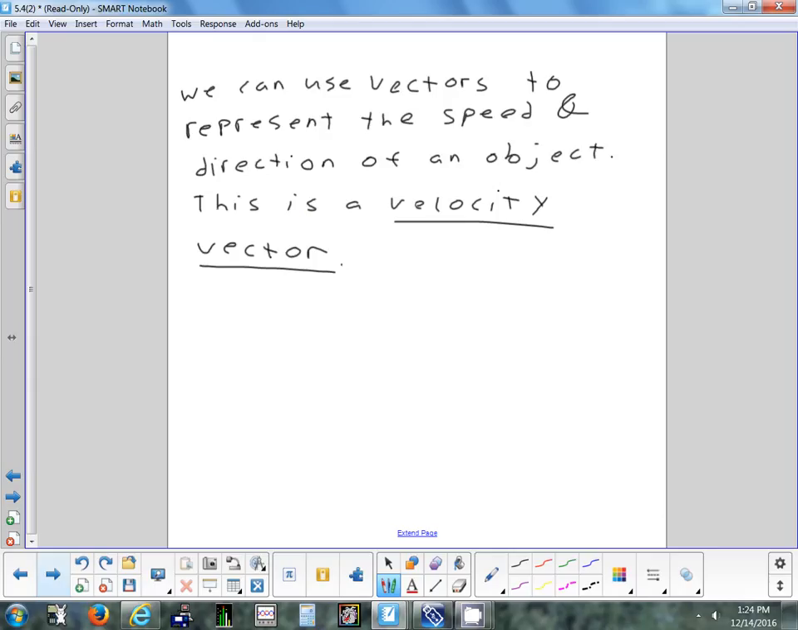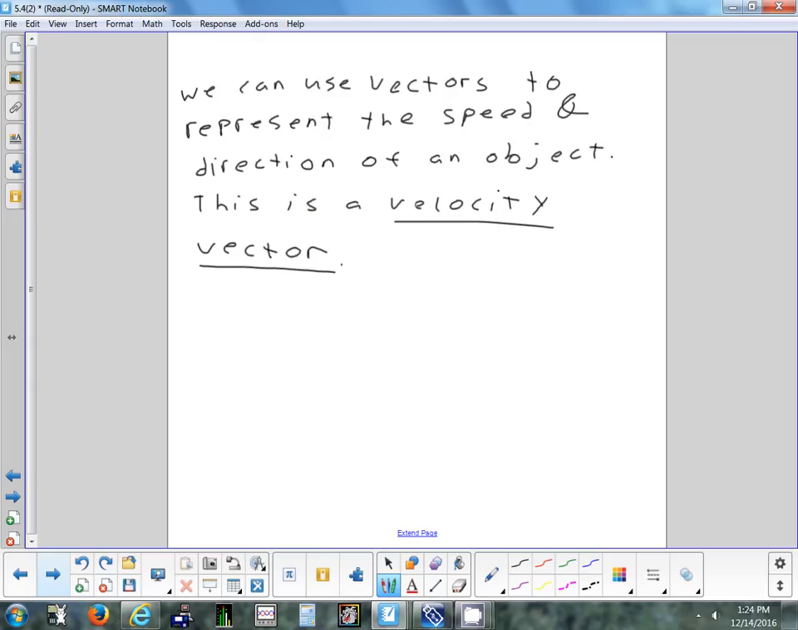All right, so now we're gonna take a look at the first application. What we're gonna do is a velocity vector. Okay, velocity vector is pretty straightforward. Basically, if an object is moving and you want to describe it, you need to tell me 2 things about it. How fast is it moving? What direction is it moving? And that's what this does. It describes the speed and the direction of an object.